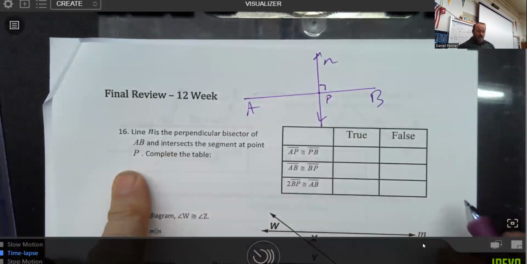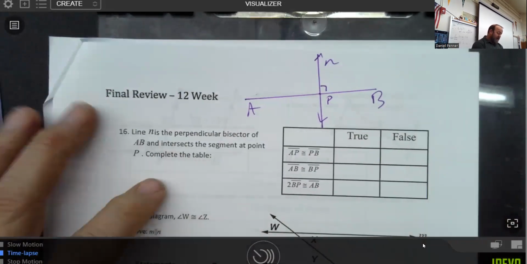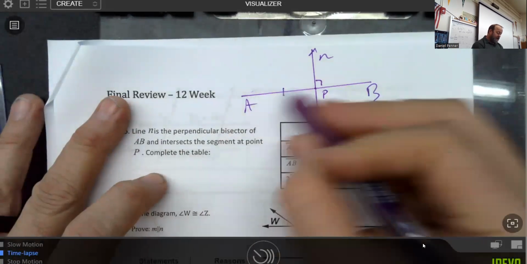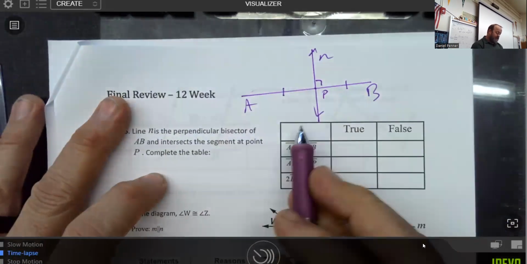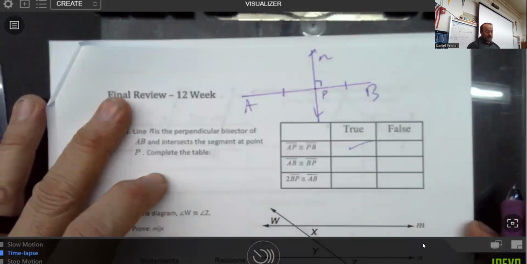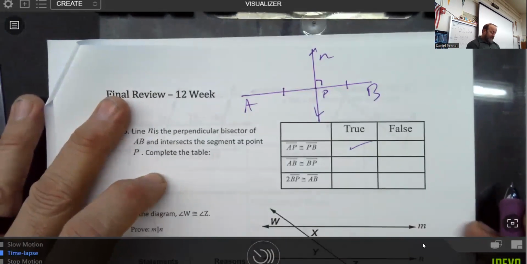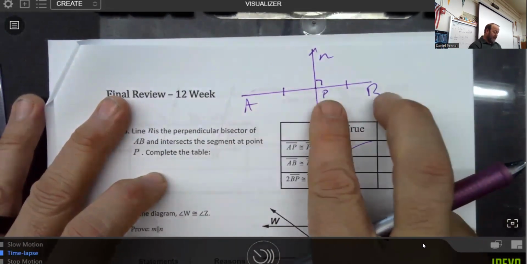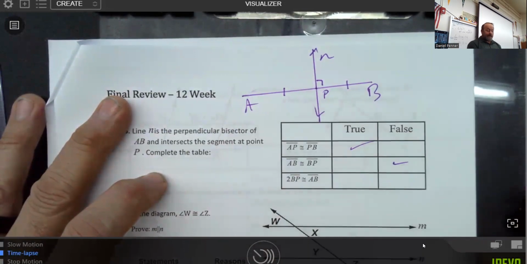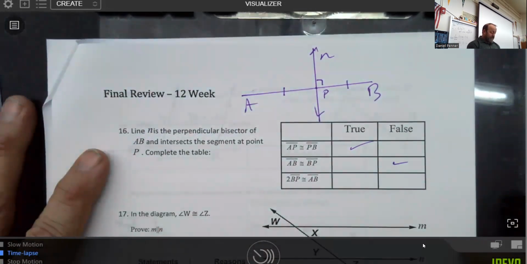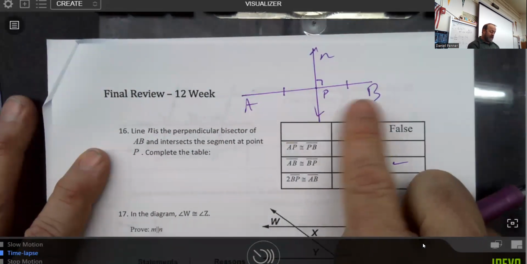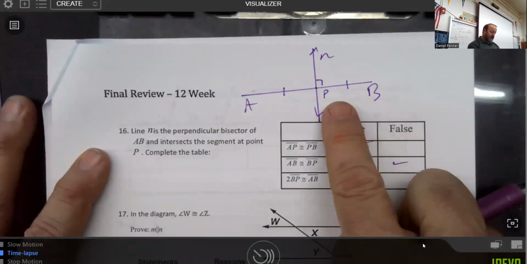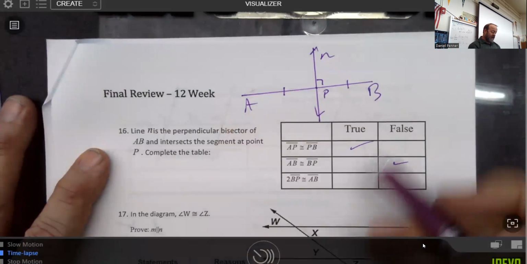Well, if that's true, then by definition of bisector, AP and BP in fact are the same. So that's 100% a true statement. However, saying that the distance from A to B, which is the entire distance, is the same as the distance from B to P would not be true. Now, carrying that a little bit further, is it true that if you double the distance from B to P, that twice this value would be the entire thing? That would in fact be true.